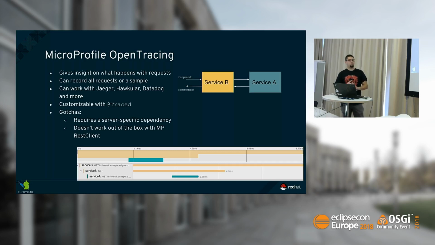There are 2 important things to remember about it. One is it requires a server-specific dependency, because the Jaeger collector works differently than, for example, the Zipkin collector. So you'd have to add something to talk with the collector. And unfortunately, it currently doesn't work out of the box with MicroProfile REST client, but I should be able to show you how to make it work with Thorntail today.